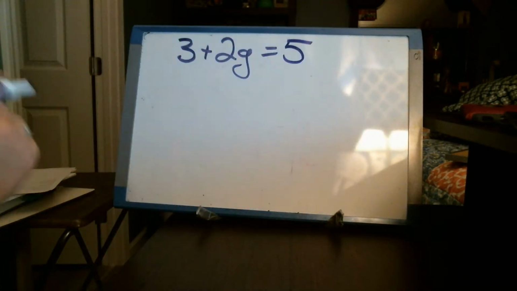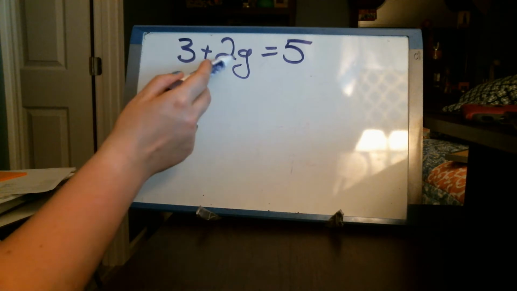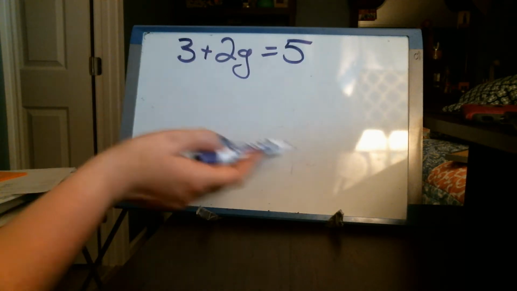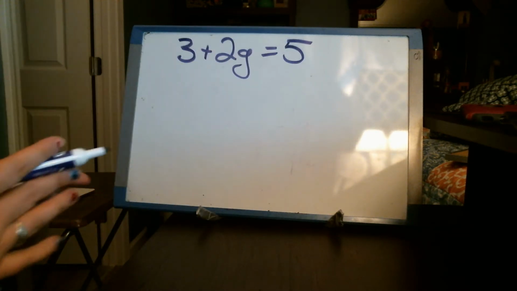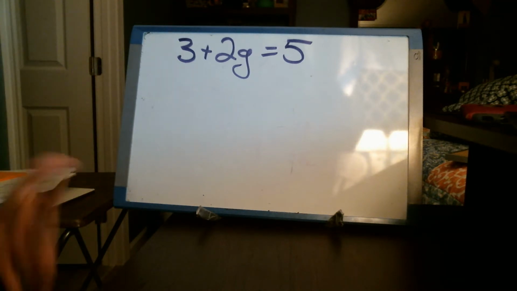Anyway, equals 5. So this is not the traditional way that we're used to seeing things. Normally we see the 2x plus 3, right? But it doesn't really matter because if you add 3 and 2, or if you add 2 and 3, or if you add whatever in any order, it's going to be the same thing.